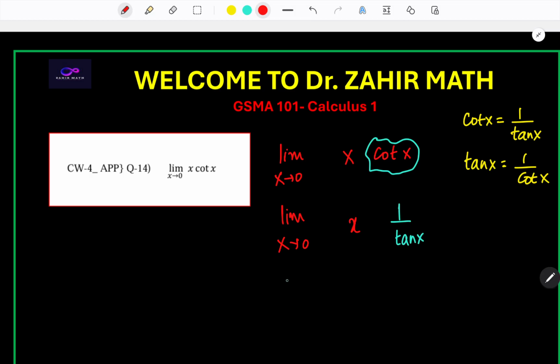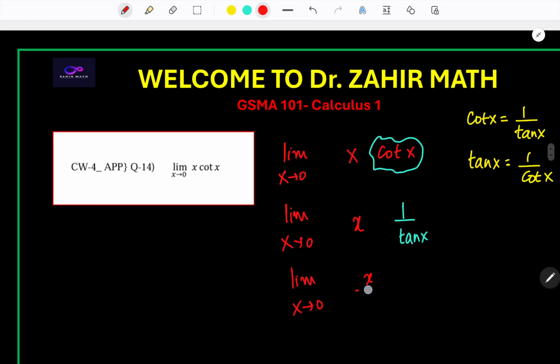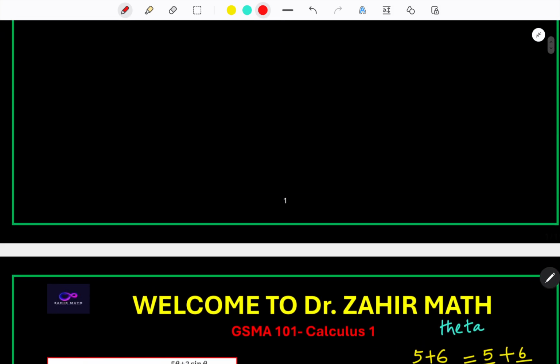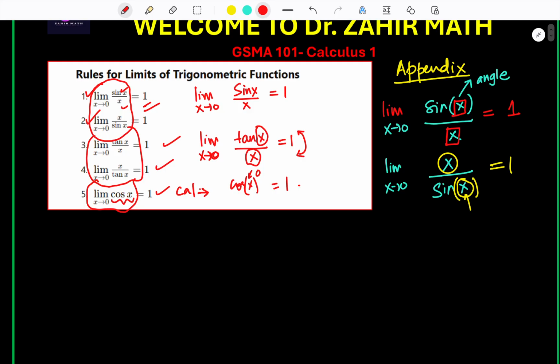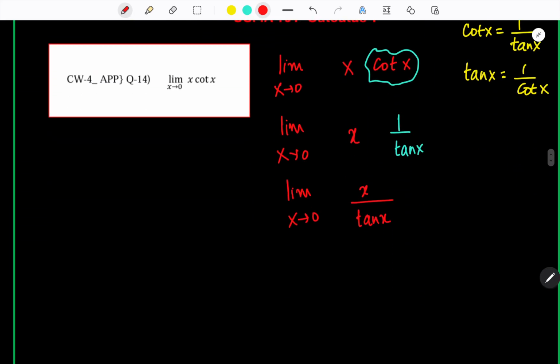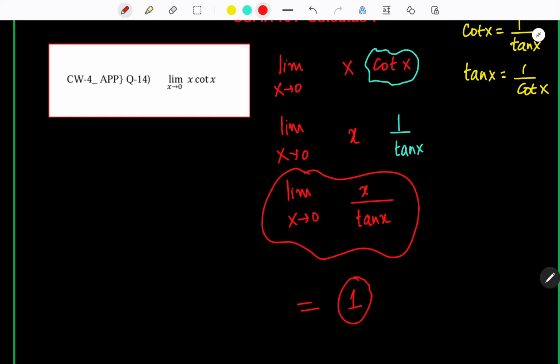Now we have a rule. Limit x goes to 0, x cotan x, x goes to 0, this x divided by tan x, which is equal to, let me show the rule here so that you'll be clear. See here, limit x tends to 0, x over tan x. Can you see here? Which is equal to 1. So limit x goes to 0 of x divided by tan x, the whole thing is equal to 1. So I just made cotan as 1 over tan x. You can say cotan or you can say cot x also.